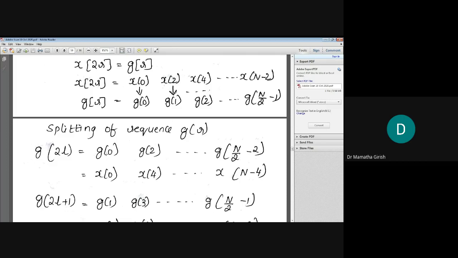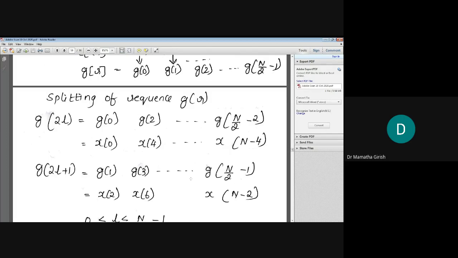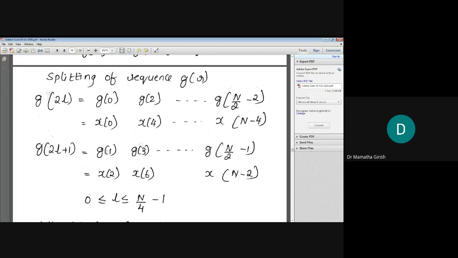This corresponds to indexing. Original sequence, x of 0. What is g of 2? x of 4. What's the next term? If it is g of 3, can you say what will be g of 3? x of 6, and so on. So what about the odd indexing samples? g of 1, g of 3, g of 5, and so on. Till where? Since it is odd indexing, it is n by 2 minus 1. g of 1 corresponds to x of 2. g of 3 corresponds to x of 6. And so on. Till where? Till x of n minus 2.